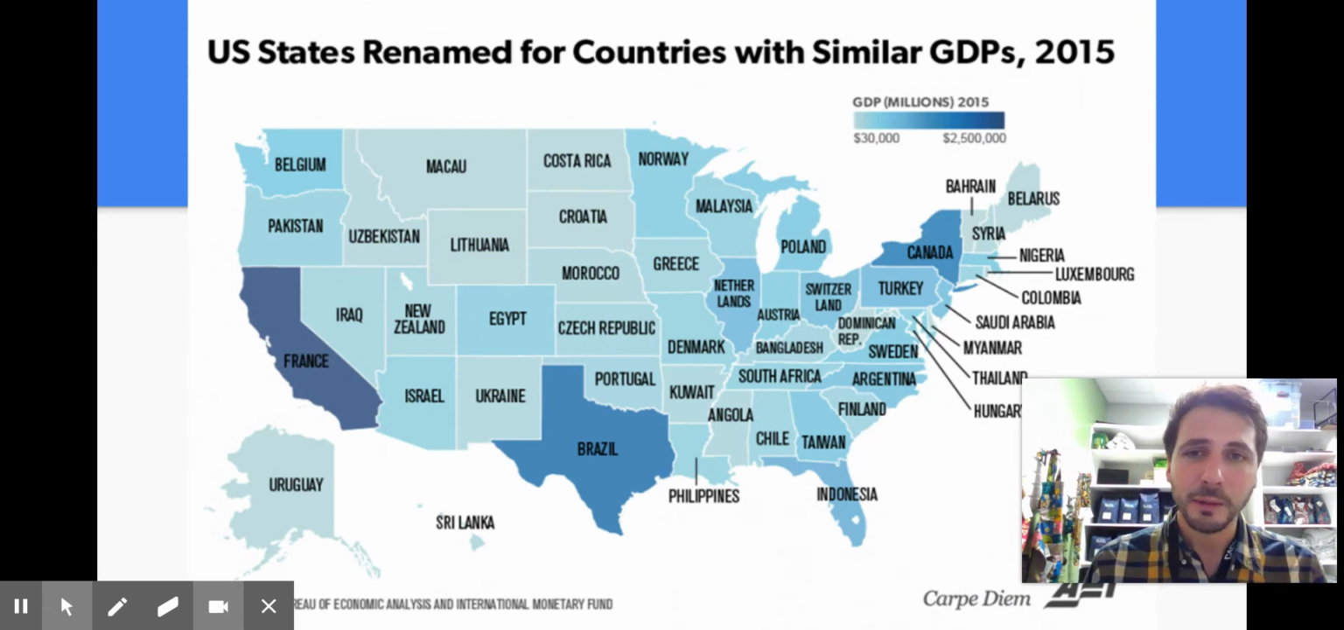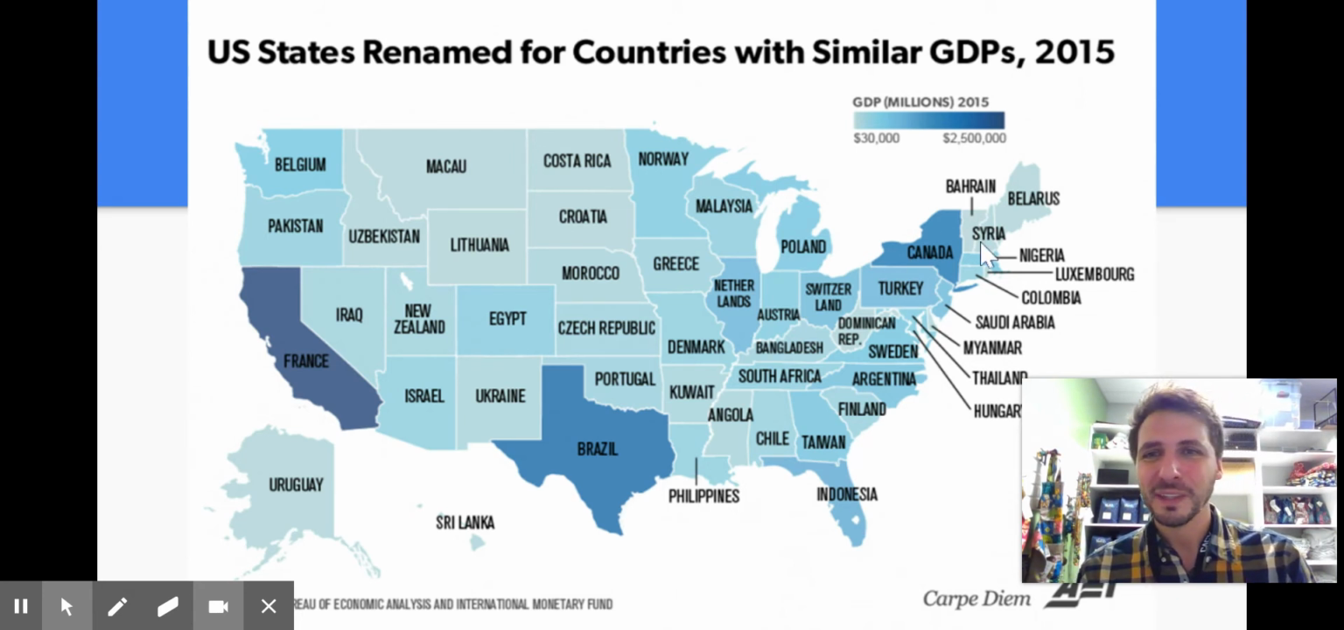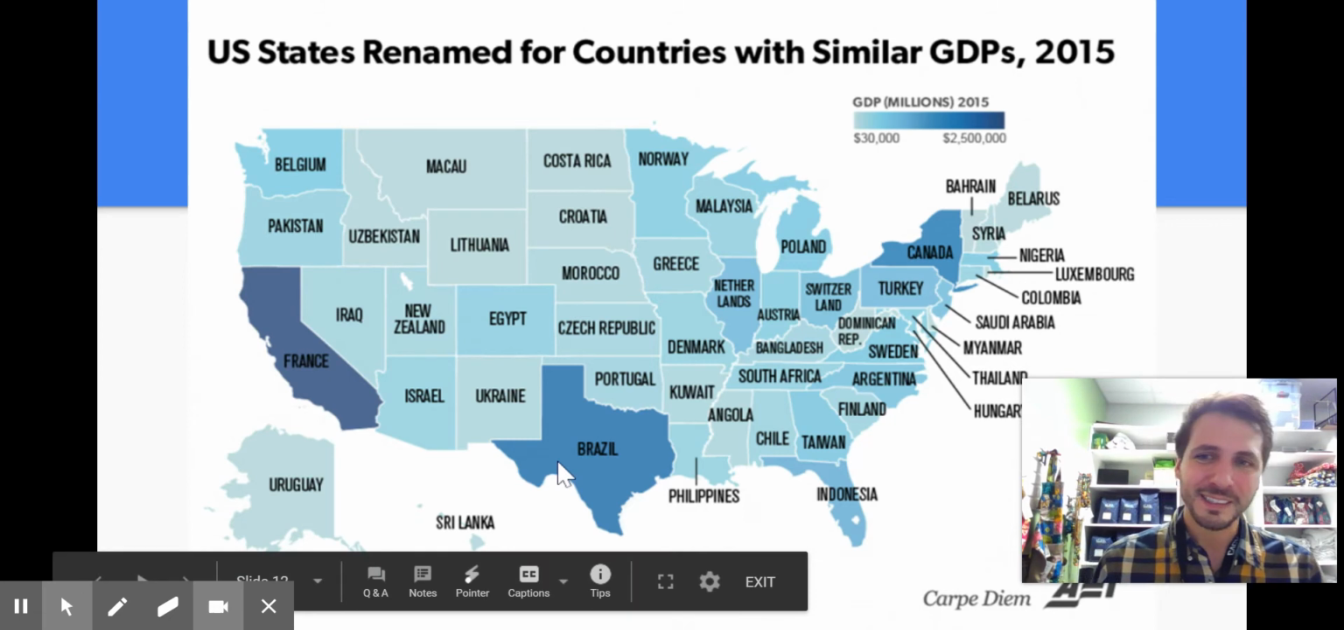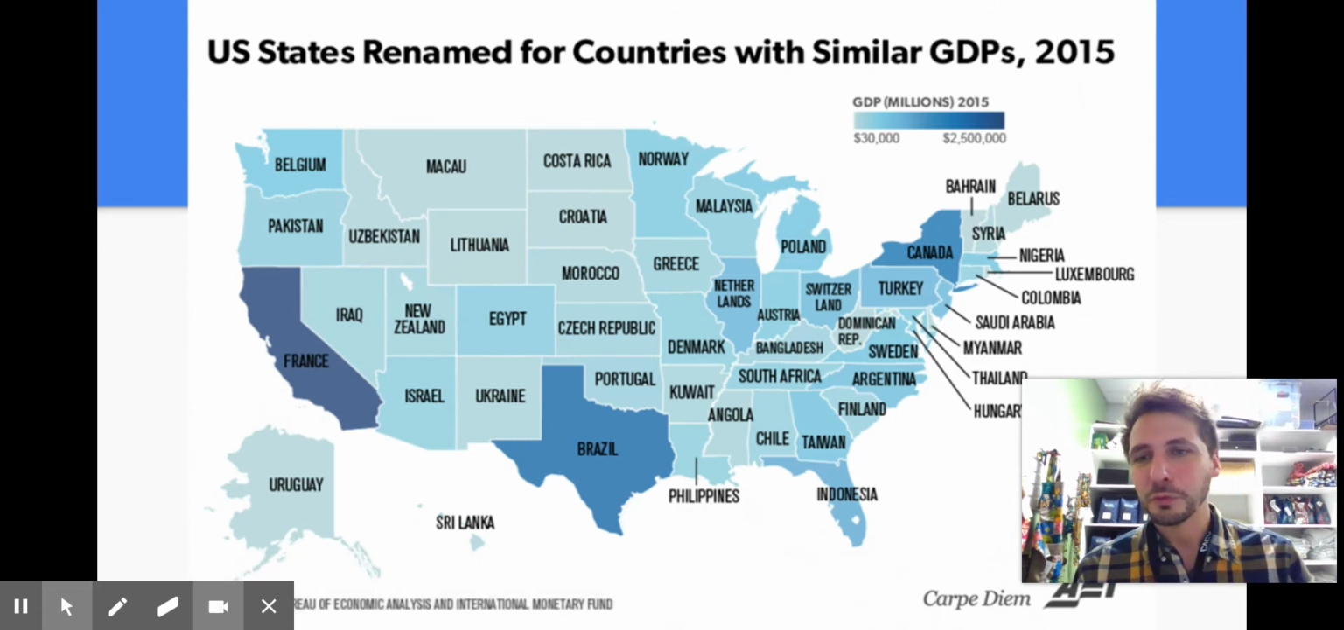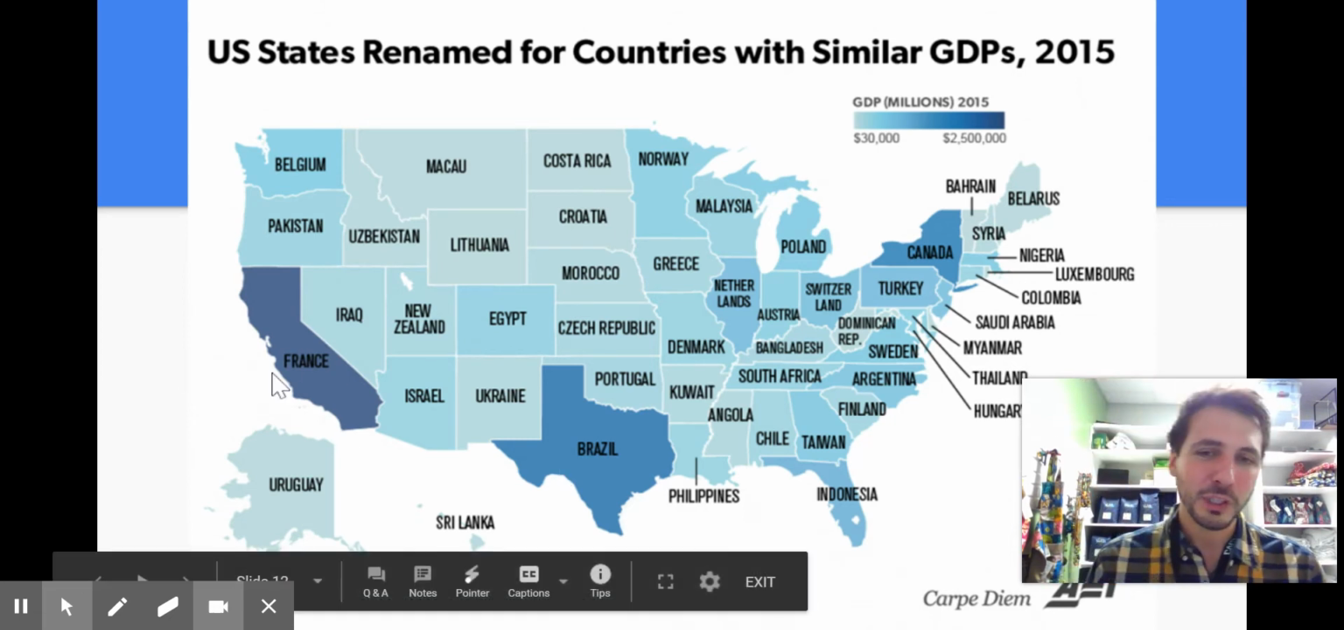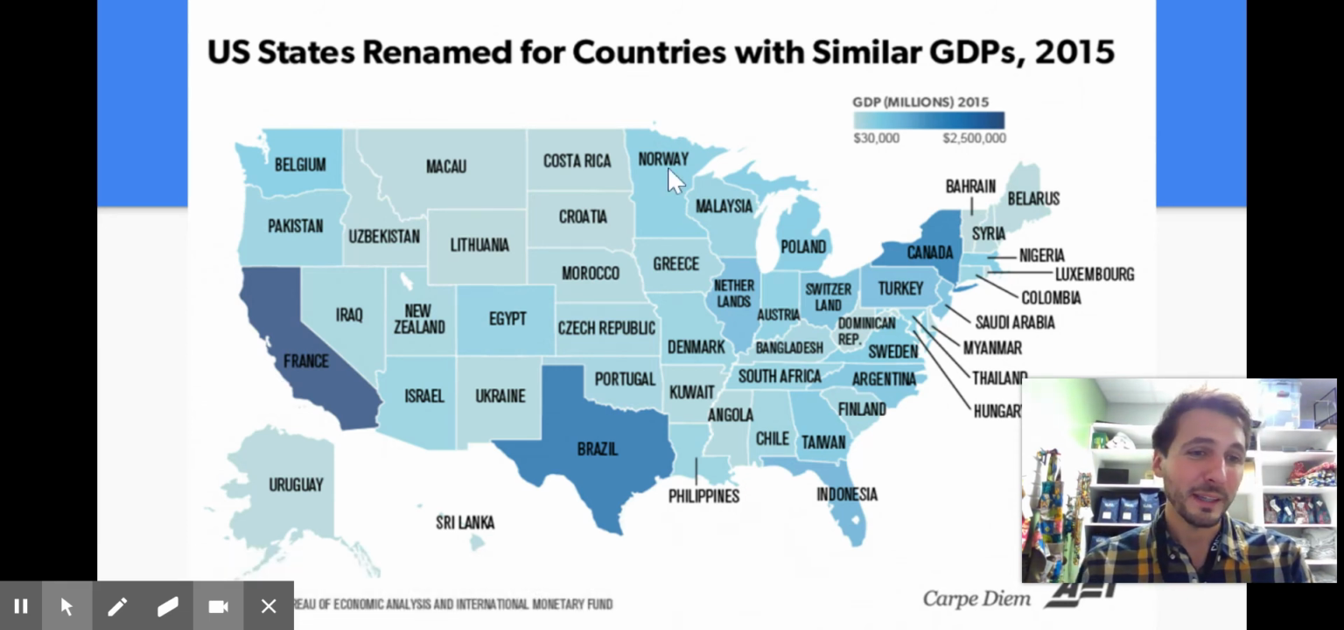This is just fun. This is each state's GDP, similar to countries in the world. So here in Ohio, we have the same GDP as Switzerland. New York has the same GDP as Canada. What else? We got Texas is the same GDP as Brazil. Or California has the same GDP as France. I think this is fun, but it doesn't help us at all.